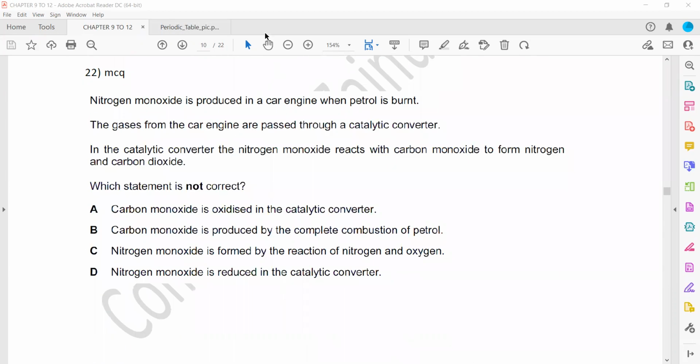In question 22, nitrogen monoxide is produced in the car engine when the petrol is burned. The gases from a car engine are passed through a catalytic converter. The catalytic converter converts the nitrogen monoxide, which reacts with carbon monoxide to form nitrogen and carbon dioxide. Which statement is not correct? So basically what happens in a car catalytic converter, carbon monoxide and oxides of nitrogen react, so it produces nitrogen gas and carbon dioxide.